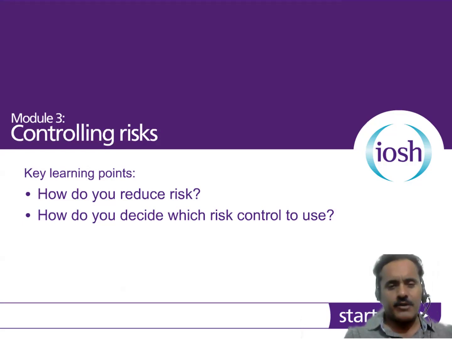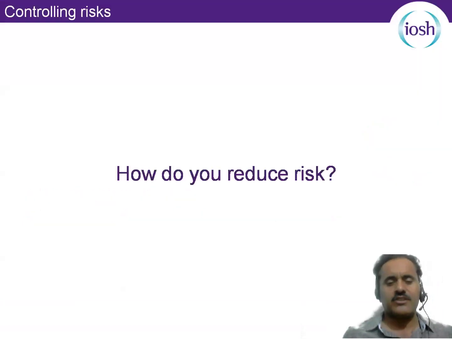The second learning point in this module is how do you decide which risk control to select once the risk control options are available? How will you decide which is the best option or the best control according to our resources, according to the type of the hazard, as well as according to the nature and business of the organization? Further, we will discuss these 2 questions.